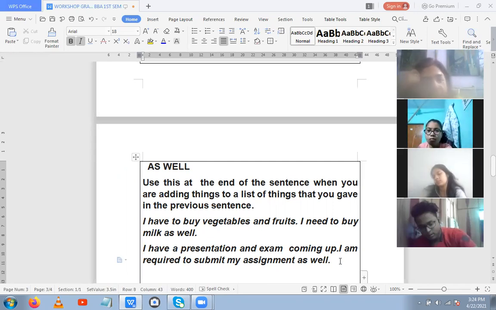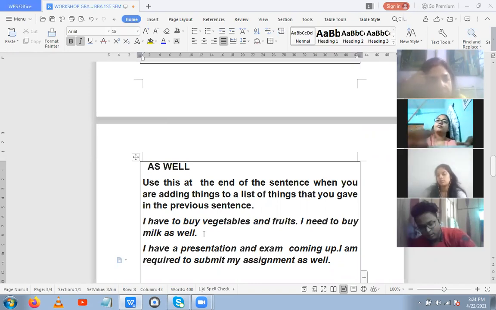Many students confuse this with "as well as". They add on "as". Like they will say, I have to buy vegetables and fruits. I need to buy milk as well as. This is a very common error which I have noticed a lot of times. So "as well", full stop. It is to be placed at the end of the sentence.